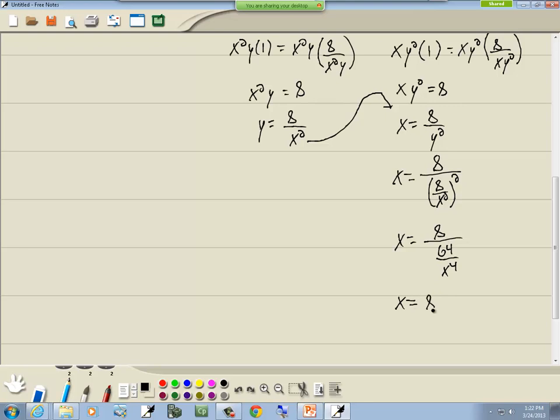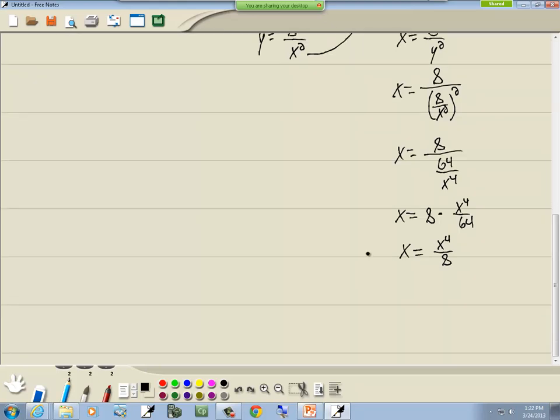Complex fraction. We'll multiply the reciprocal of the bottom part by the top, so that gives us 8 times x to the fourth over 64, which gives us x to the fourth over 8. The 8 and 64 reduce. Multiply both sides by 8, and you get 8x is equal to x to the fourth. Take the 8x over, and we got x to the fourth minus 8x. Factor out an x, and that gives us x times x to the third minus 8.